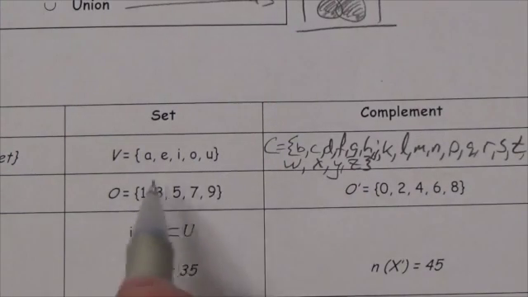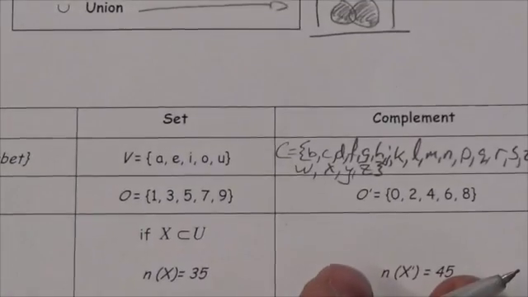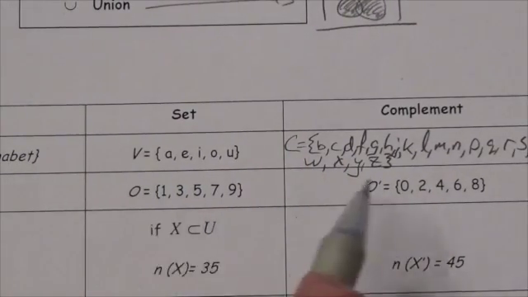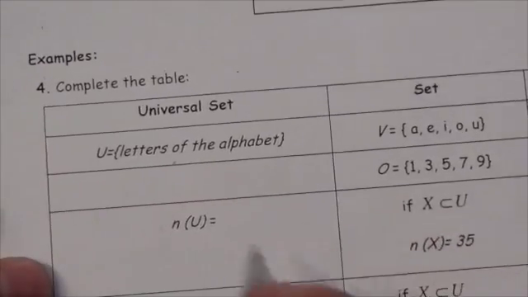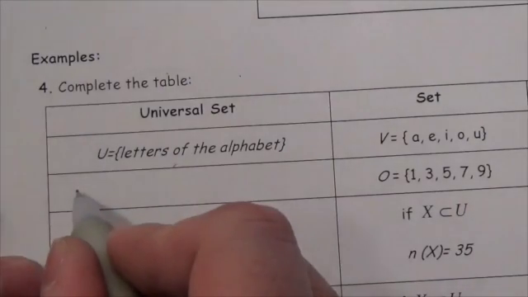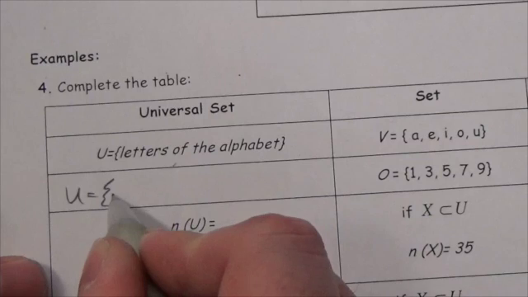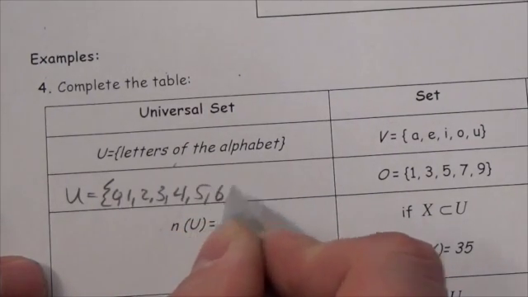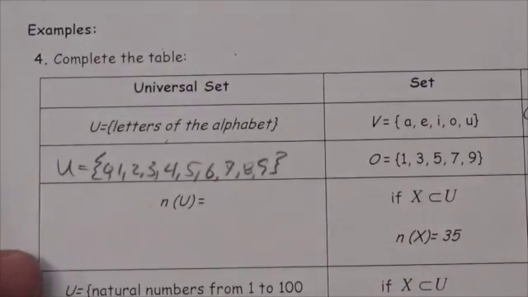But this time we've got this set here and its complement. Remember, putting those two together is what's going to give me the universal set. So my universal set's going to have 0, 1, 2, 3, 4, 5, 6, 7, 8, 9. Let's call this U for universal set. 0, 1, 2, 3, 4, 5, 6, 7, 8, 9. So all the digits. Okay?